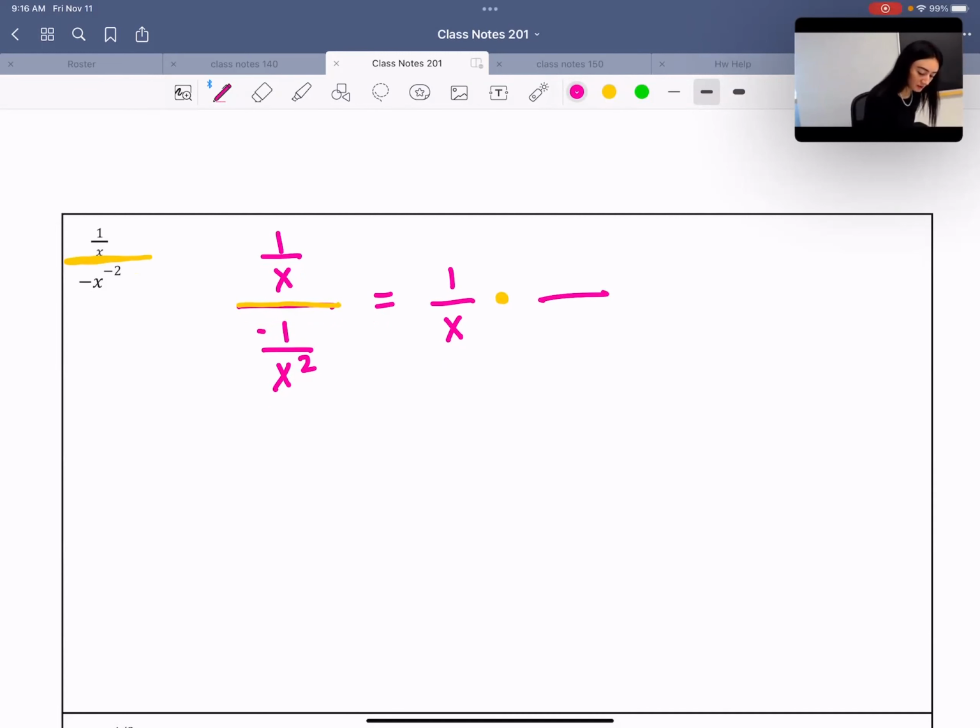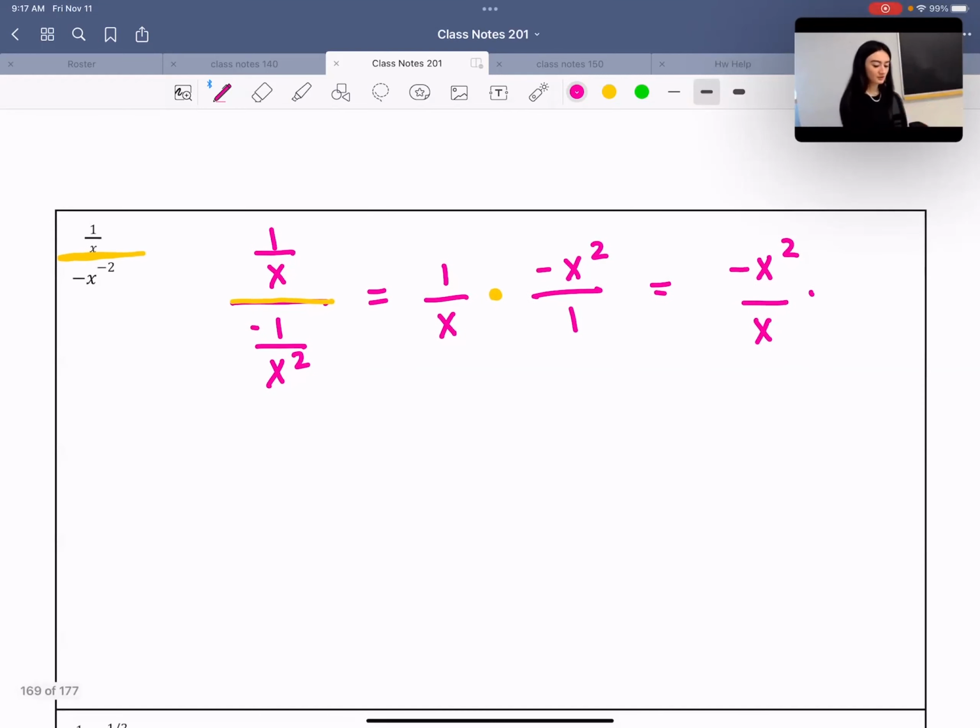So we have negative x squared over 1. Okay. Once we're here, multiplying through, we get negative x squared over x. Okay. And we can actually simplify this. What does this turn into? Negative x, right? If you don't see that, the x here is x to the first power. So when you divide things with the same base, you subtract the exponents, right? All right. Any questions here?